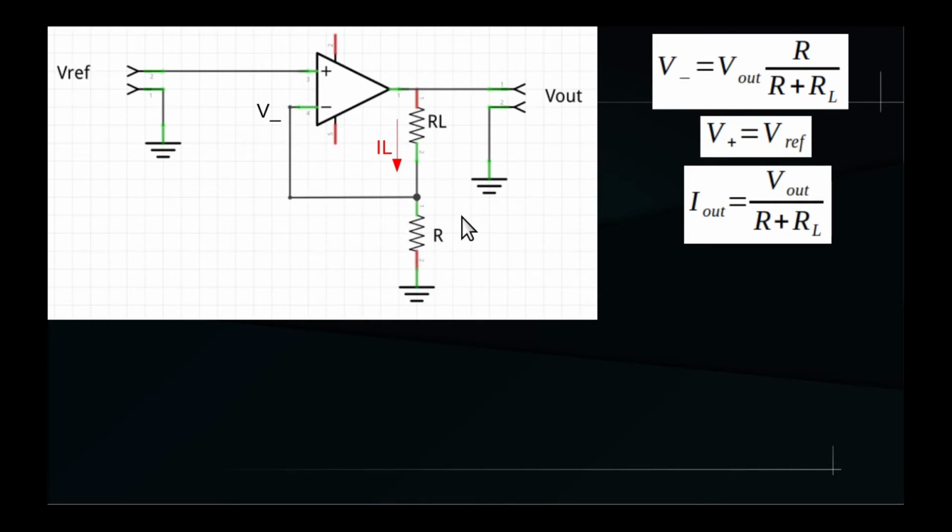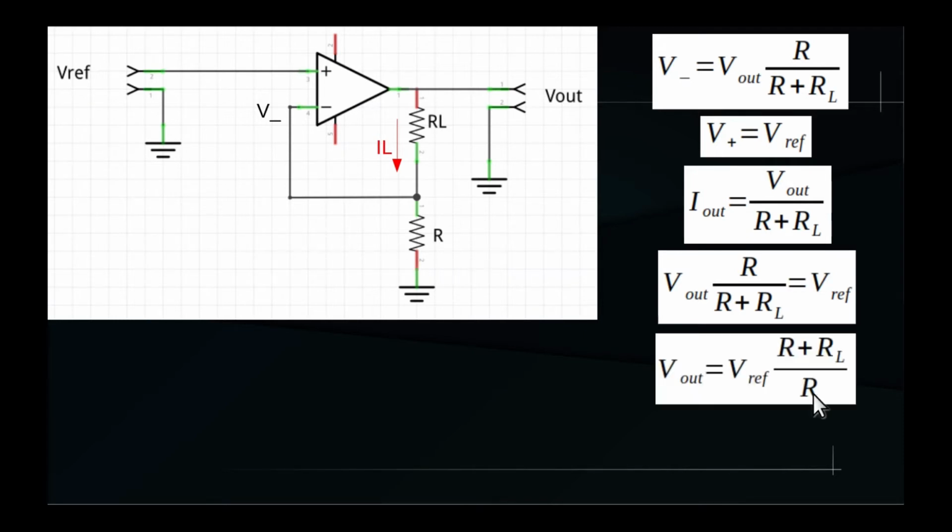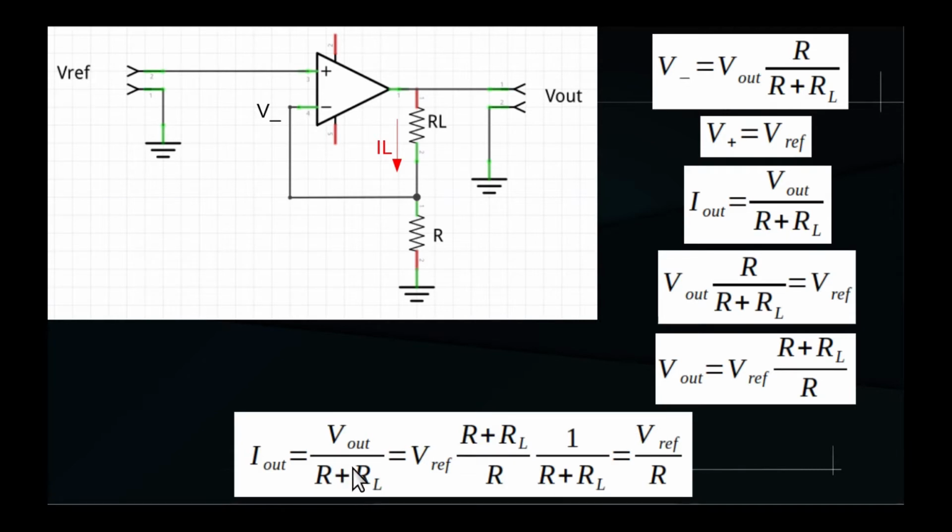And since V+ and V- have to be almost identical, then we can say that Vout times R divided by the sum of R and RL equals Vref, which we can rewrite this way. So now we can substitute Vout in the current equation, and we obtain that Iout equals Vref times the sum of R and RL divided by R, times 1 over the sum of R and RL, which is equal to Vref over R. So basically the current depends only on the values of the resistor R and the reference voltage.